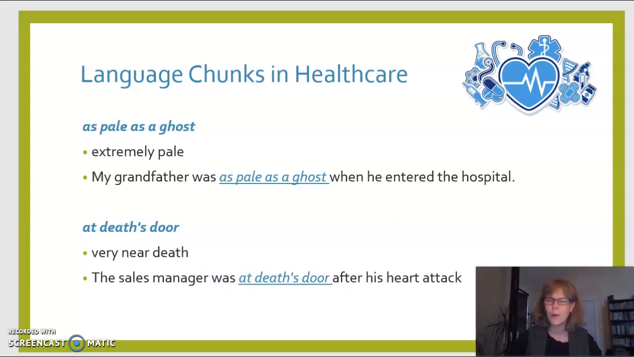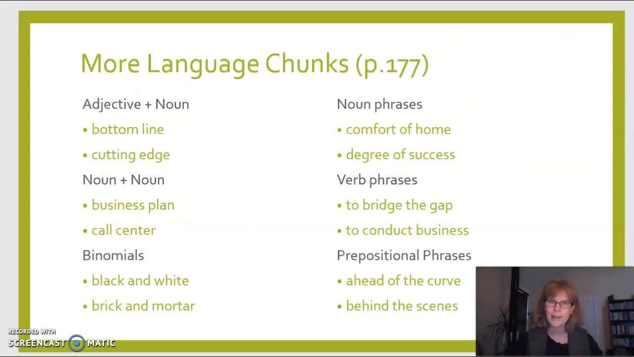If a patient is not doing well, you might hear these phrases: he's as pale as a ghost, or he was at death's door, meaning not doing well, right? Very sick, seriously ill. So we're going to look at these types of expressions, language chunks, and your book actually gives you a whole list. So take a look at page 177, and they organize this list according to parts of speech. They say here are some that have adjective plus noun, something like the bottom line or the cutting edge.